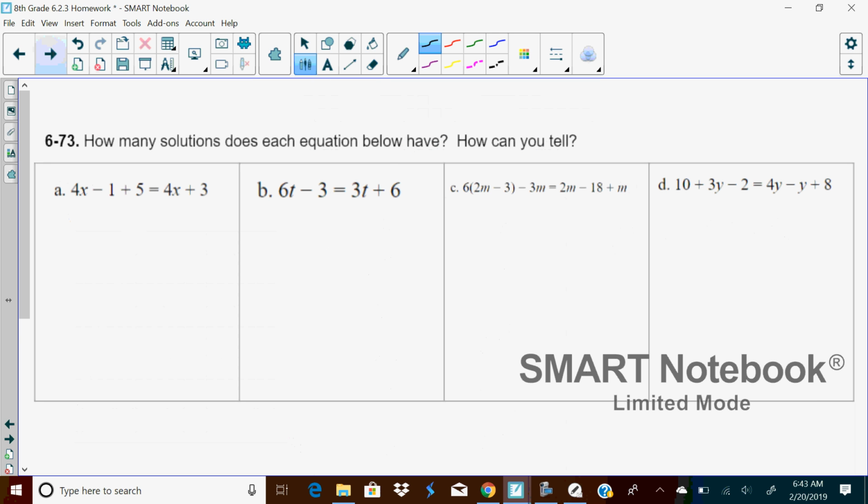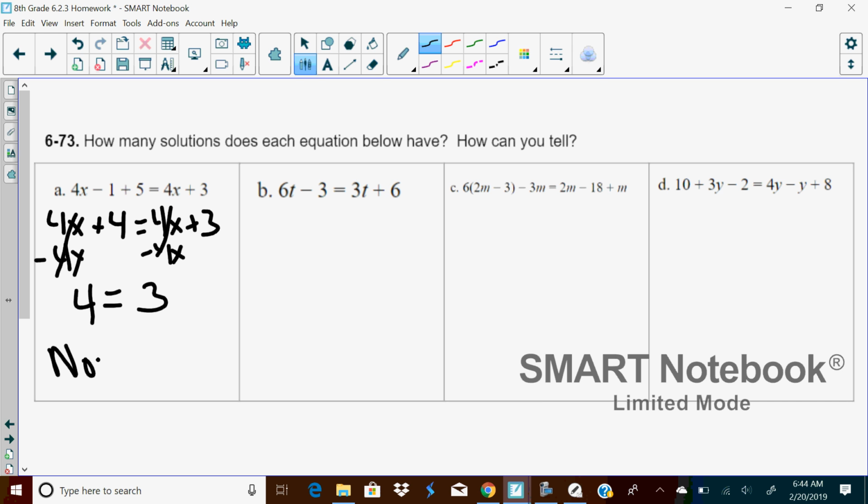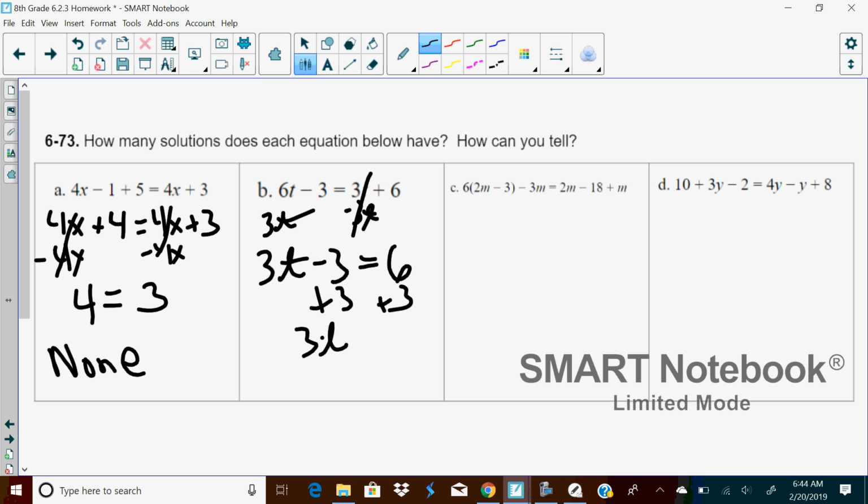Problem 73, how many solutions does each equation have? How can you tell? So I started to solve them to see. So in this first one, I got 4x plus 4 equals 4x plus 3. So I subtracted 4x from both sides and got 4 equals 3. So I know it has no solutions. For B, I subtracted 3t from both sides and got 3t minus 3 equals 6. Added 3, got 3t equals 9. So at this point, I know it has one solution.